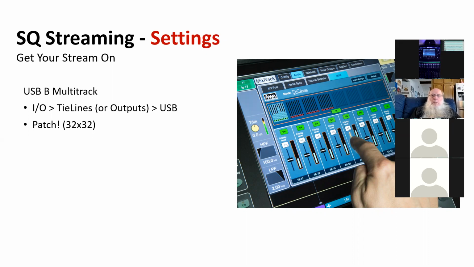Okay, so USB-B multitrack. We're going to go to I/O. Let's say we've got everything set up. We know how I'm using USB-B. I've already checked my sample rate, I've already done all these things. The next step is actually patching it. So if you go to I/O, you're going to want to use either tie lines or outputs.